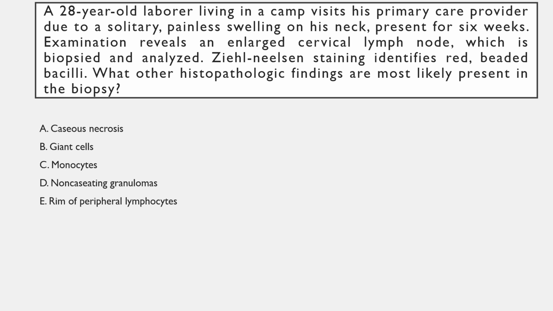Ziehl-Neelsen staining identifies red beaded bacilli. What other histopathologic findings are most likely present in the biopsy? A. Caseous necrosis. B. Giant cells. C. Monocytes. D. Non-caseating granulomas. E. Rim of peripheral lymphocytes.